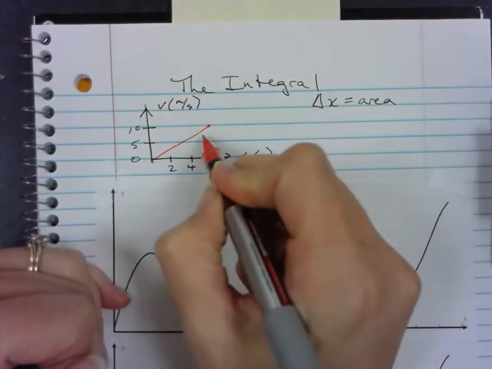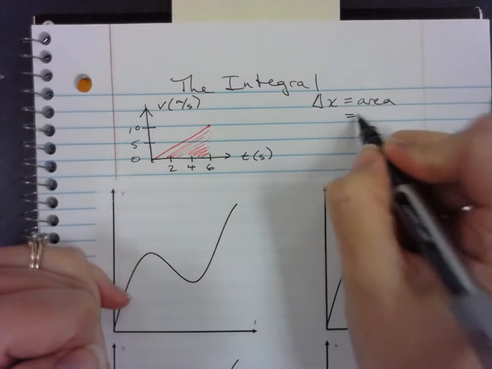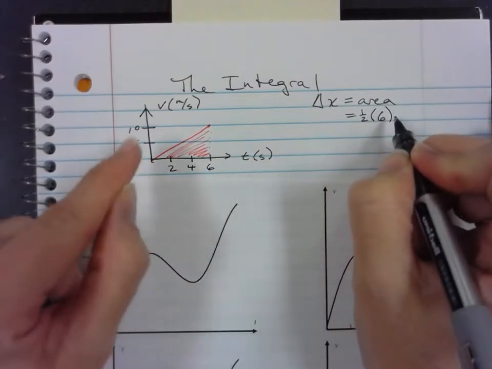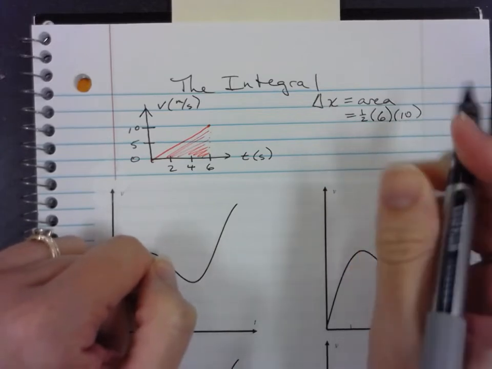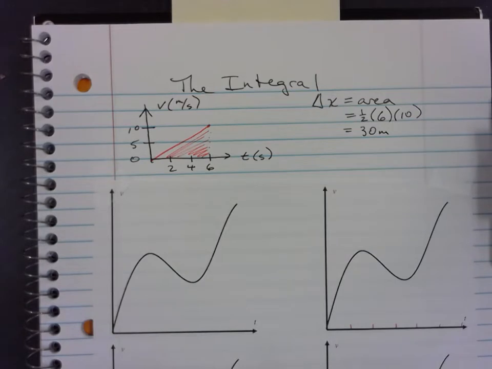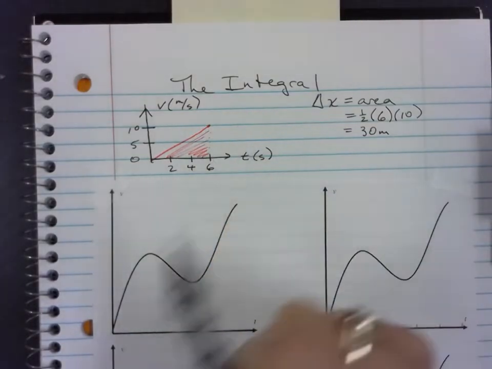So if I sketch in, this is a triangle, I can color it in just to show what I'm doing. So the area is 1/2, the base is 6, the height is 10, so this is a displacement of 30 meters. You all know how to do that at this point. But what if I give you a more interesting velocity function? This is a boring one. This object is speeding up at a very constant rate.